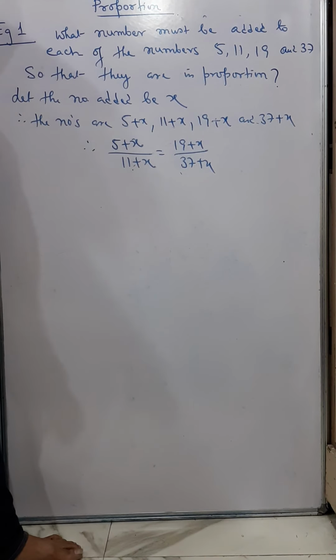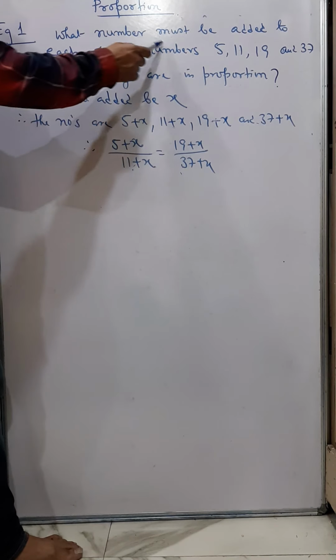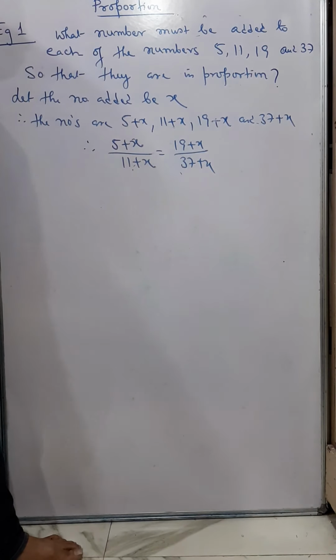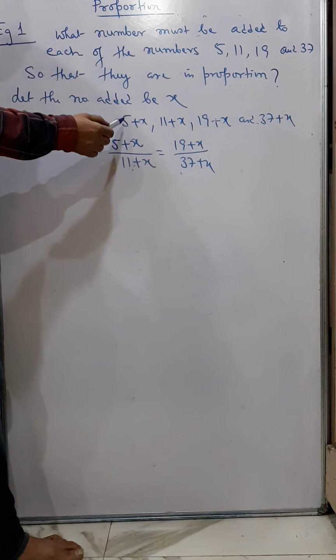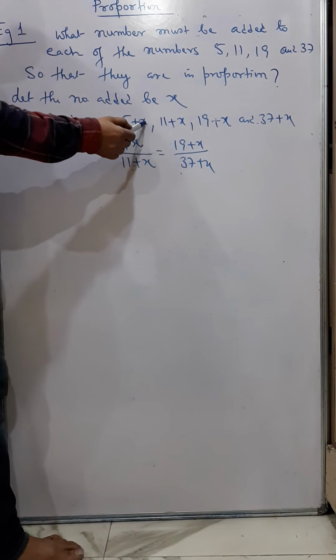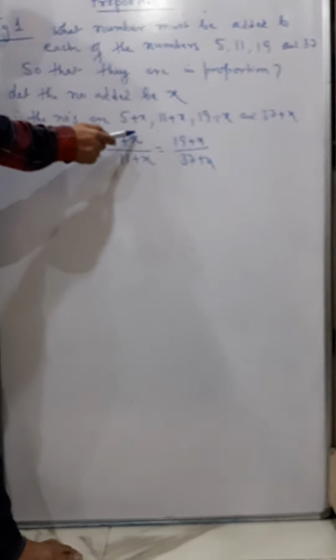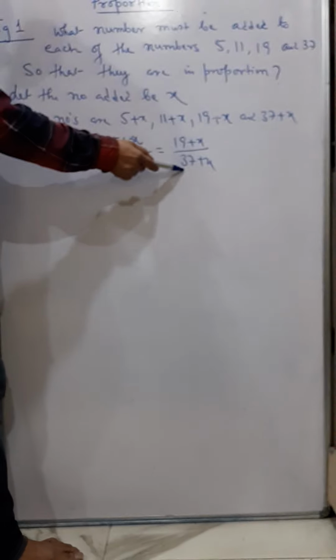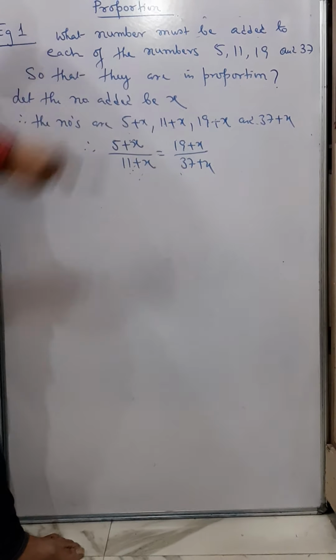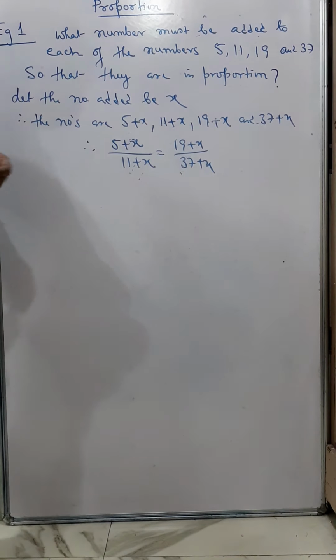Okay. Now in similar sums we can also get what number must be subtracted. So that also you can understand. Instead of 5 plus x, in that case it will be 5 minus x, 11 minus x, 19 minus x and 37 minus x, and similarly we can do a by b equals c by d, and then after cross multiplying we can get the value of x. Okay, so try this sum.